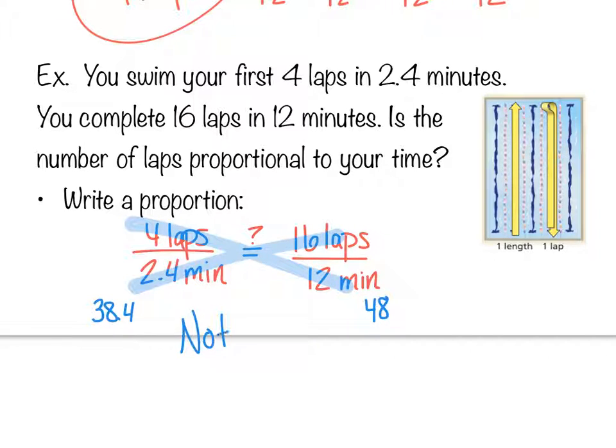So not proportional. And I guess the good reason why would be, well, you know, as you're swimming, the longer you swim, the more tired you're going to get. So if you're swimming 16 laps, your speed's obviously going to slow down.